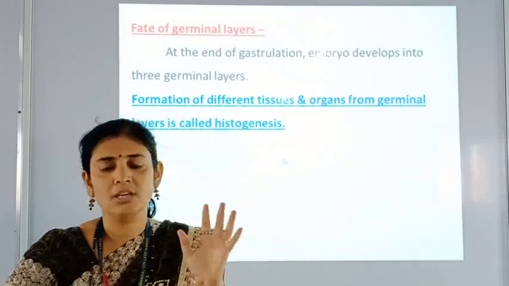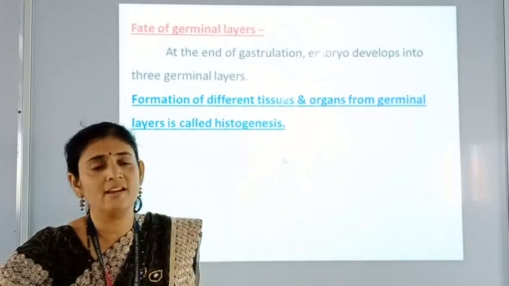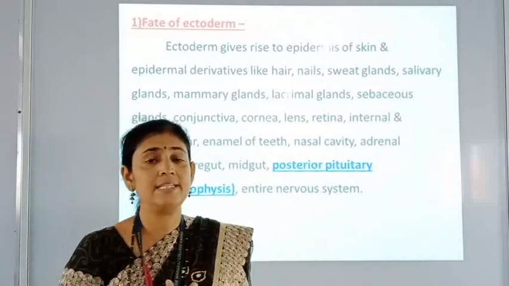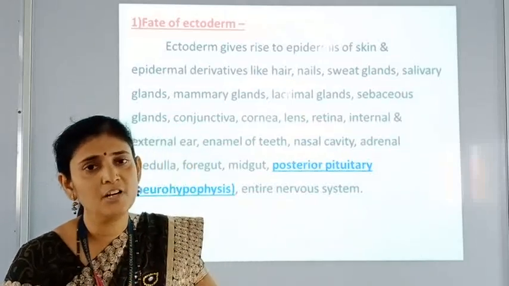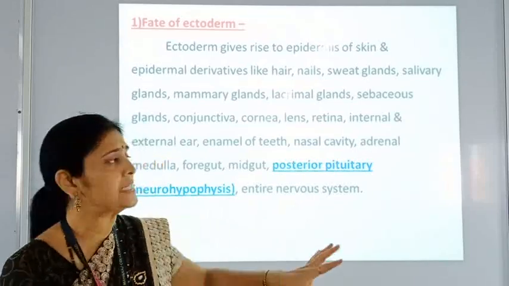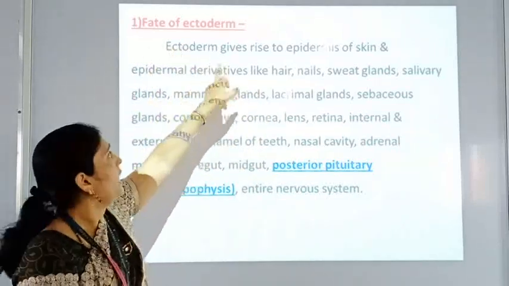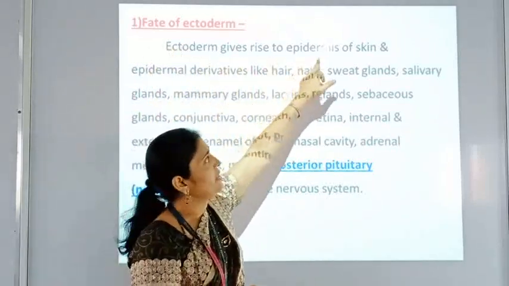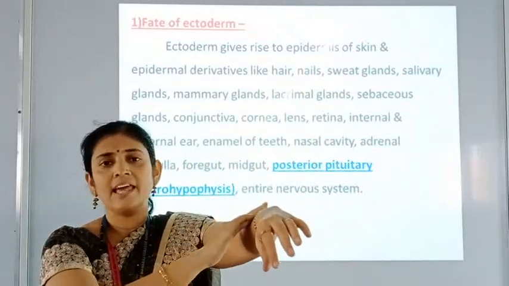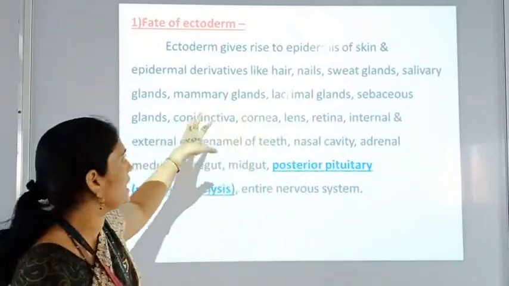And in that process here we have to study from which germ layer which organs are formed in our body. So here the first germ layer, that is the ectoderm, and the different body organs or different tissues formed from the ectoderm are listed here. We can see here the fate of ectoderm. Ectoderm gives rise to the epidermis of skin. Our skin has this outer layer that is called as epidermis, that is formed from this ectoderm layer.